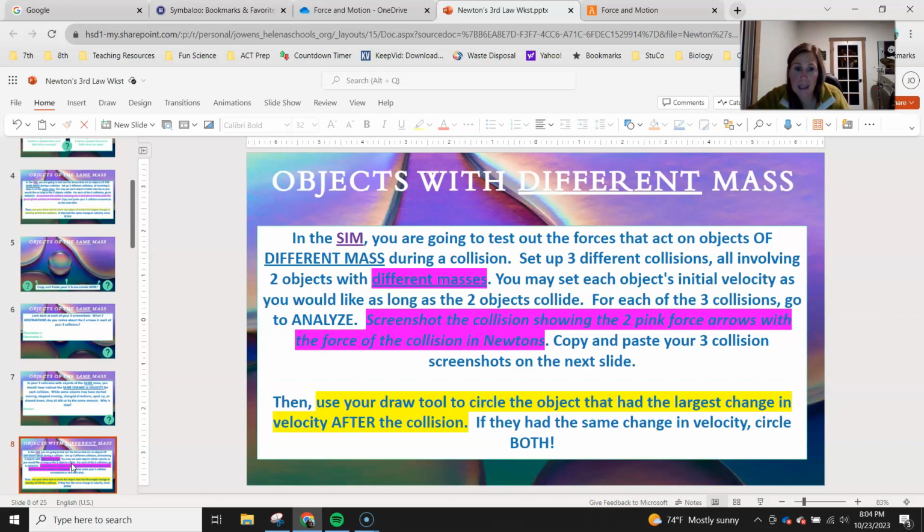Okay, objects with different mass. In the sim, you guys are going to do the exact same thing, except you're going to choose 2 objects that always have different masses and that will eventually collide. Again, you can set the initial velocity for them. You can choose the objects as long as they have a different mass. And then you guys are going to do the same thing. You're going to screenshot the collision showing the 2 pink force arrows.